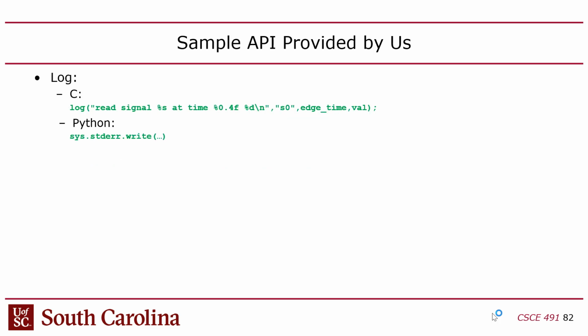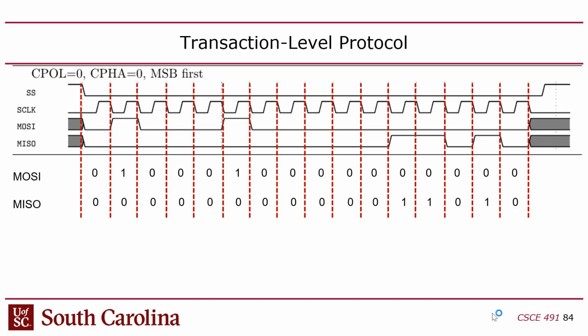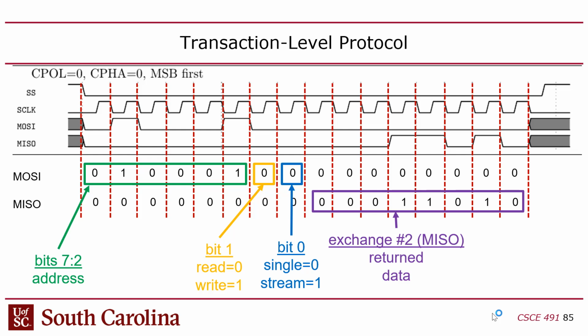Okay, and then as I mentioned, we have a function called log, which actually just prints a message on standard error, which you can also just print to standard error yourself. And then in Python, we actually don't have a log function. You just write to standard error. Okay, so yeah, there's an example of that.